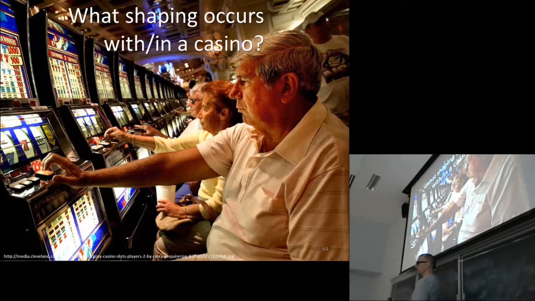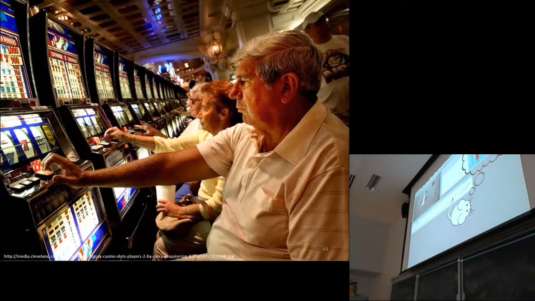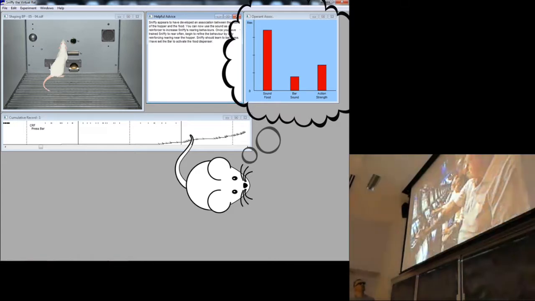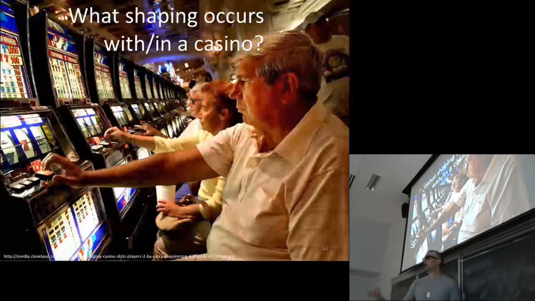Going to the casino is one of the very first basic shaping things that a casino needs you to do in order for you to gamble. The same way in Sniffy, the program's name is Sniffy, for this rat, the first thing we need to do is just get him close to the bar. Just get him in the back half of the cage, right? That's the first part of shaping the bar press, the first part of shaping any gambling is to get people into the casino. So bars are one way that you can get people into a casino.